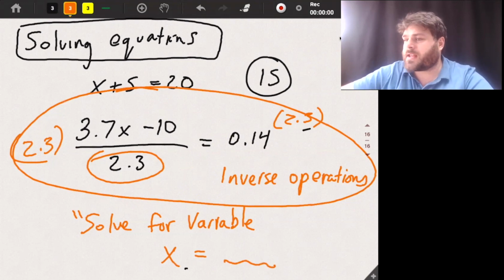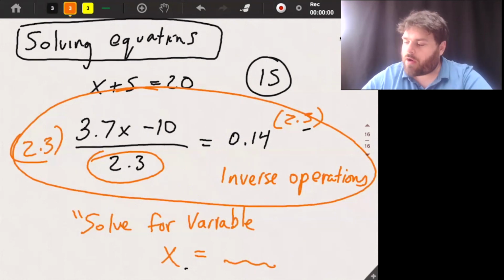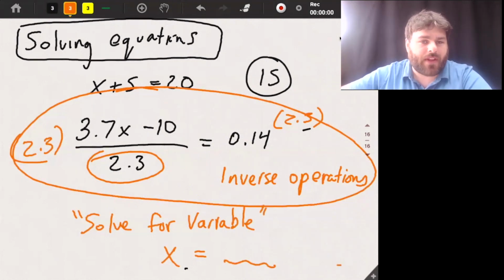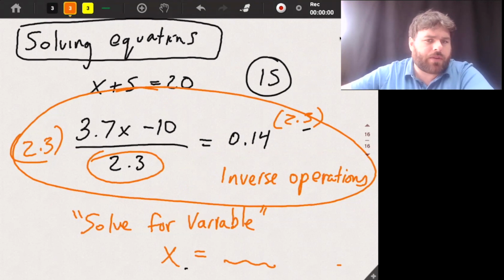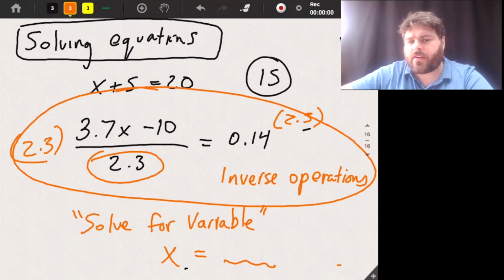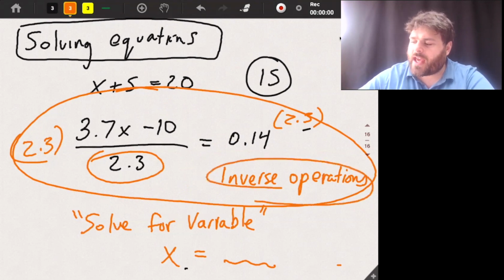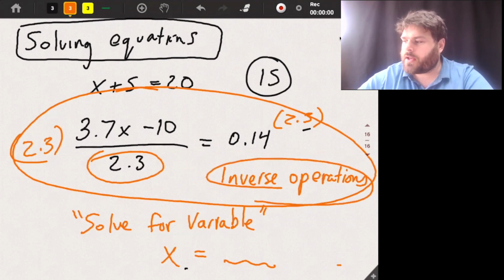Sometimes teachers will say things like isolate the variable, get it by itself, right? Those are all ways that we can solve for the variable. That's just a strategy though. What we're really doing is just finding a number that makes the left side equal the right side, or makes the equation true. But that strategy of using inverse operations to get it by itself, that's a strategy.